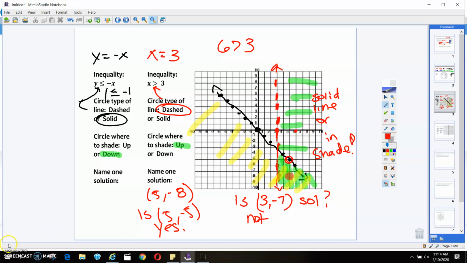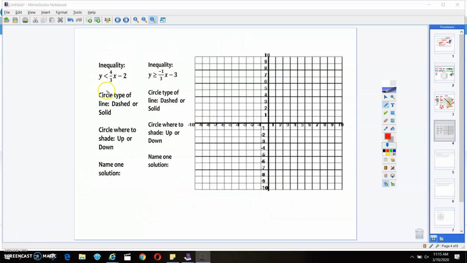Go ahead and look at the next problem. So in this one, we're going to put this in y equals mx plus b format, right? Which is going to be y equals 4/3 x minus 2. So I'm going to graph this. I'm going to say negative 2 is my y-intercept. I'm going to go up 4 and to the right 3.